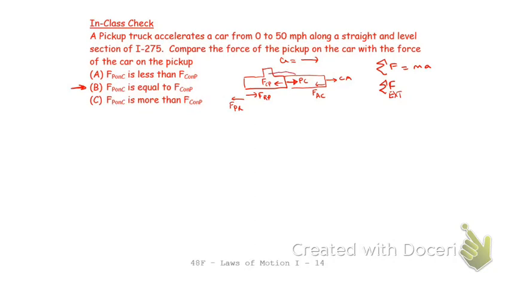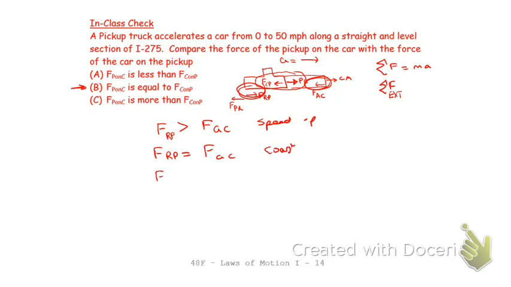And we were comparing those two. Under all circumstances, an action-reaction pair are equal and opposite because they're an action-reaction pair. What determines whether we accelerate are these external forces. If the force of the road on the pickup is bigger than the force of the air on the car, then you speed up. If they are equal, then you coast. If the force of the road on the pickup is less than the force of the air on the car, you slow down.